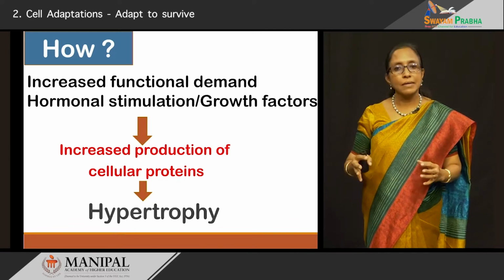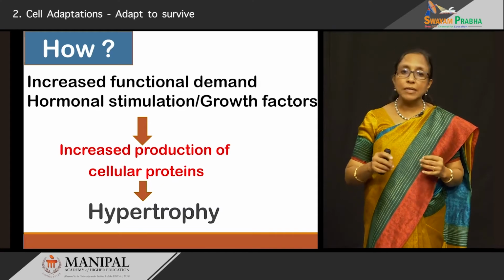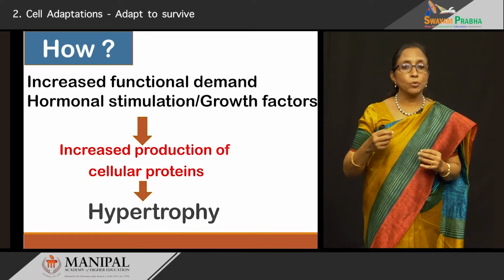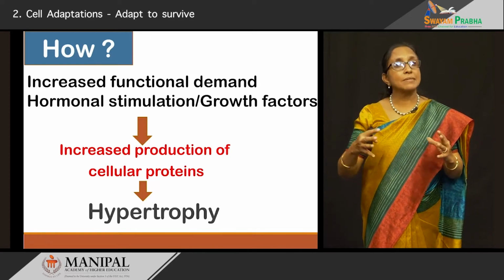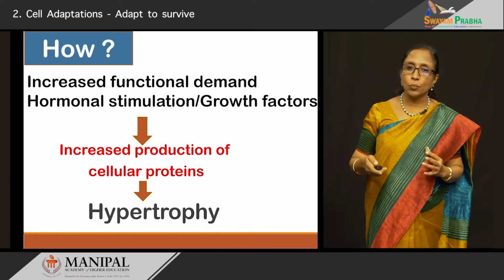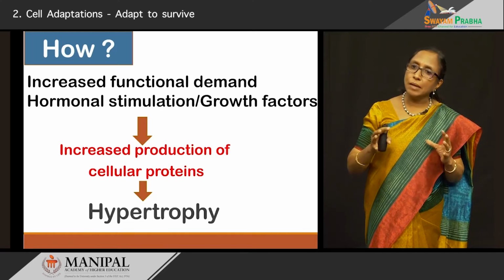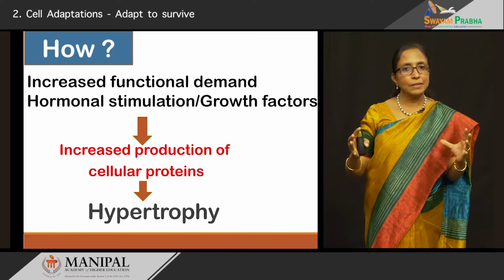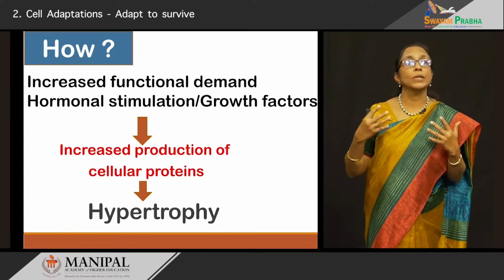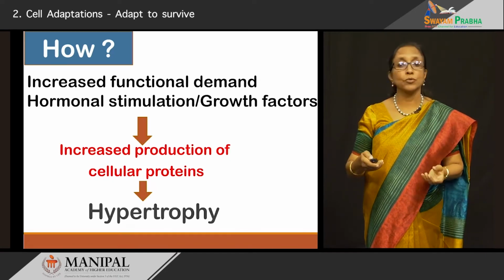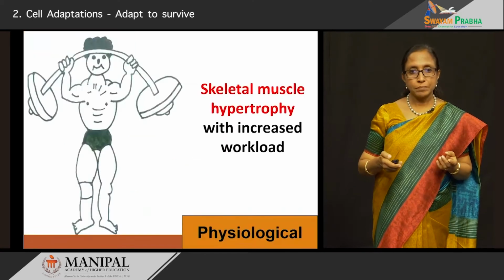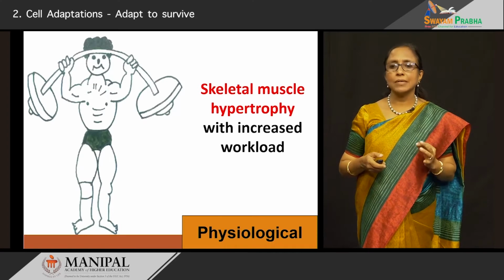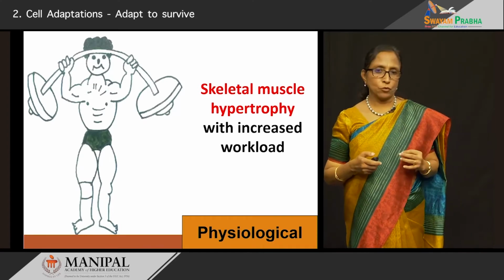And the size increase is mainly by increased production of the cellular components, the cellular proteins in the cell. So, that makes the cell big, and that is how we get hypertrophy. When the cell becomes big, the cytoplasmic components become big, and the nucleus also may show increased nuclear material. The nucleus also can become big. Now, we will look at some of the examples, some physiological states of hypertrophy.